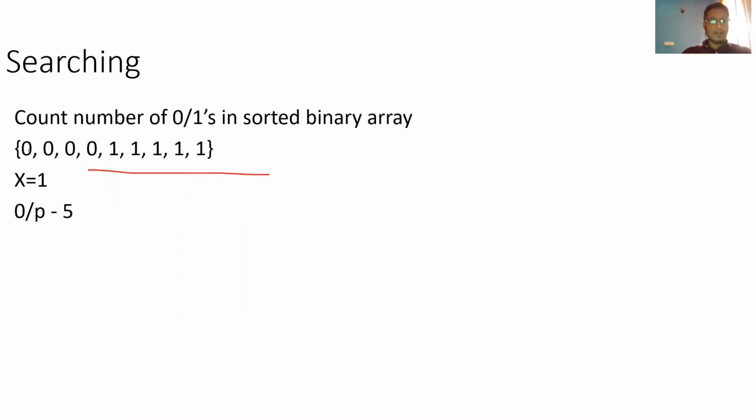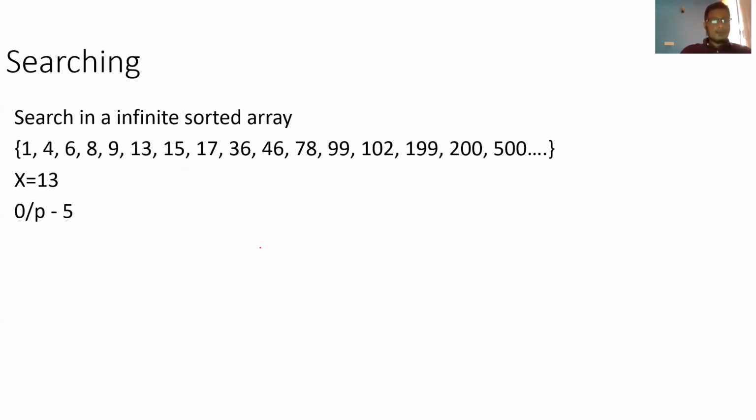So how many items do we have? We have 1, 2, 3, 4, 5, 6, 7, 8, 9. So we have 9 items. And what is the first occurrence of 1? It will be found at index 4, counting 0, 1, 2, 3, 4. So if you subtract the index of the first occurrence from the number of items, you will get to know how many items there are. So it will be 5. This is how it can be done. This is one interesting question being asked in interviews.